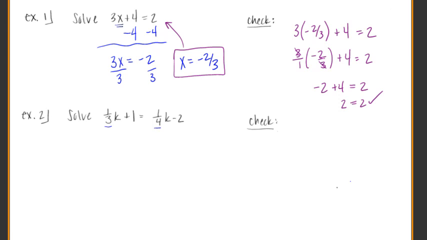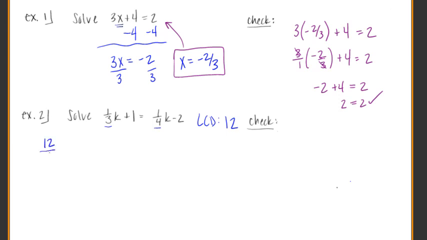So let's pick out the LCD. Between 3 and 4, what's the smallest number they divide into? Obviously, it's going to be 12. So what I want to do, and it tells me up there, is multiply every single term by 12. Okay, so that first term is 1/3 k.